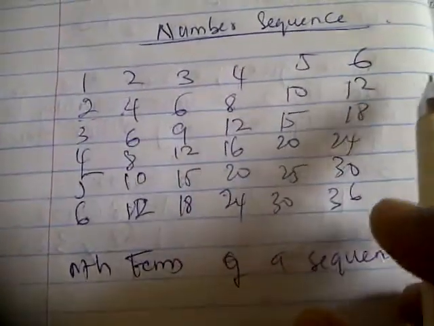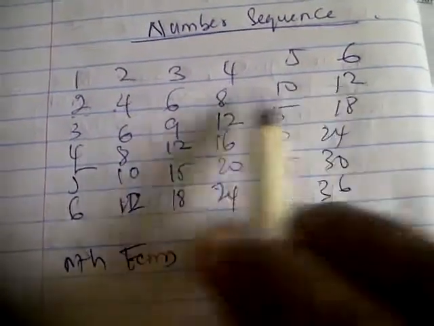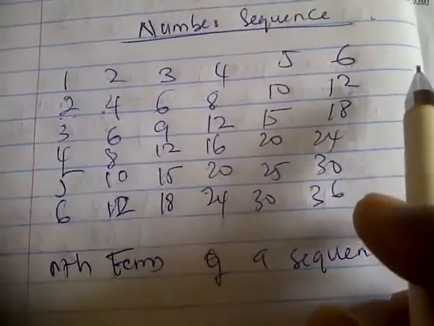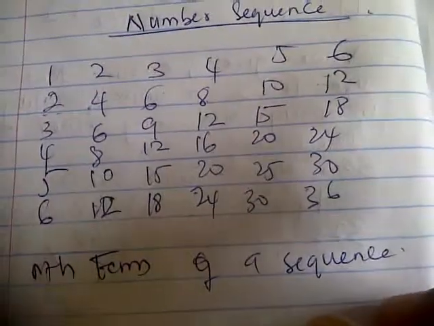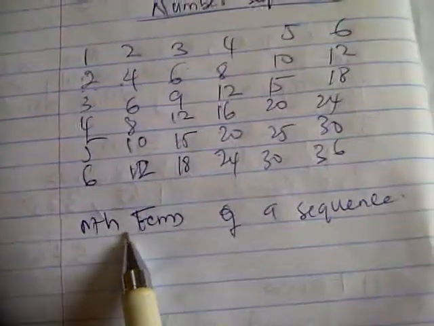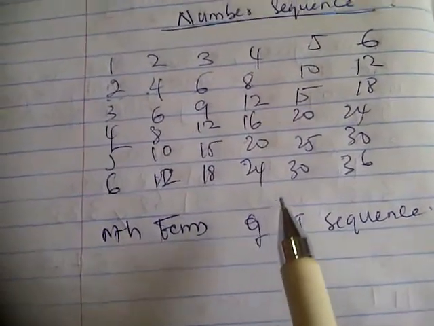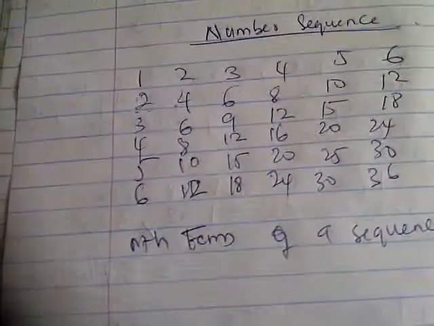This sequence can have a 100th term. Now you have to agree with me that if you're asked the 100th term of this particular sequence, you keep adding 2 and adding 2 and adding 2 till you get to the 100th term before you can say it without a formula. Now that's where this nth term comes into play. It gives you a simplified formula that you could always put the term you're looking for into and then get the value.